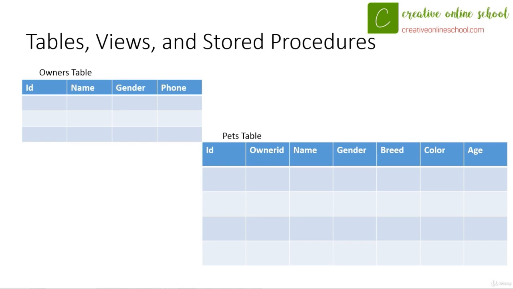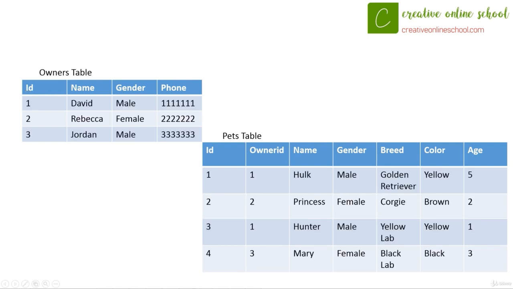A table is simply a place to store information in a database. A table has unique fields, which are called columns, and they store the information that goes inside of the table. As you can see here, we have the owners table storing information about a person and the pets table storing information about a pet. We have an ID, name, gender, and phone field for the owners table, and then in the pets table, we have more information about pets.